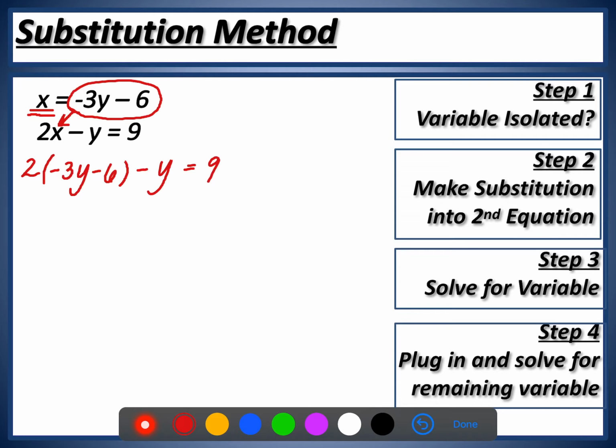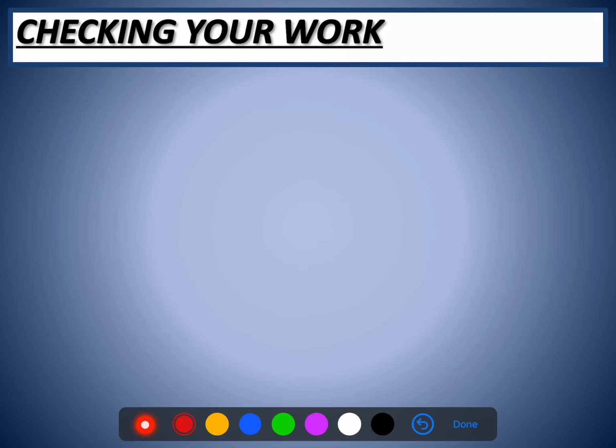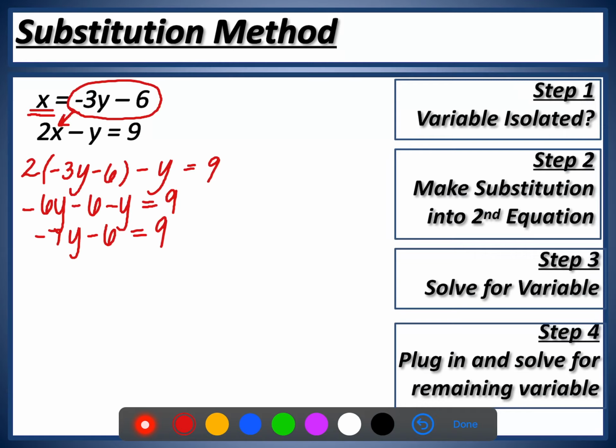So we can distribute and combine like terms so that now we can solve this equation. Oops, and actually I messed up on my distributing here, didn't I? It should be a minus 12. Okay, so now solve.